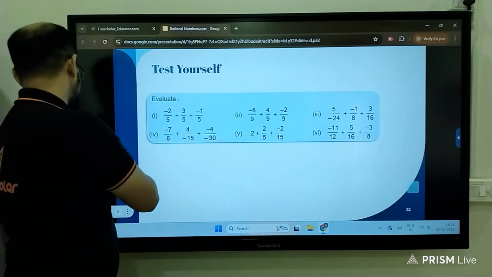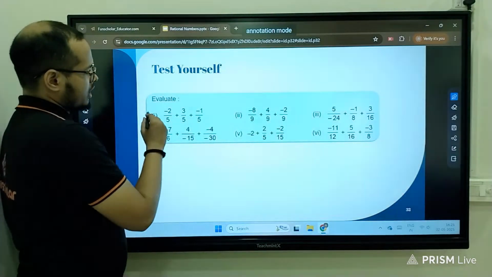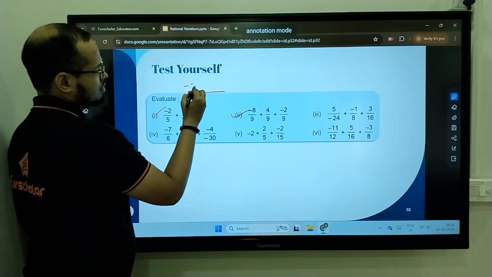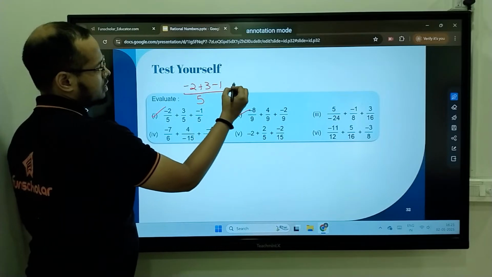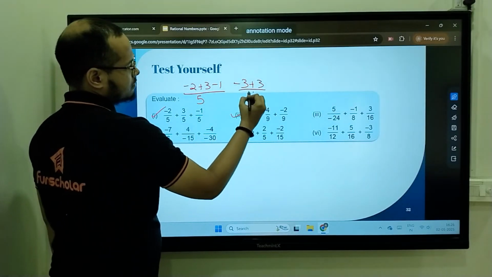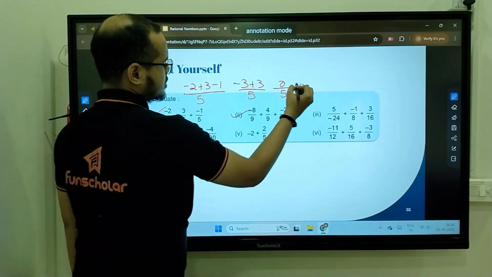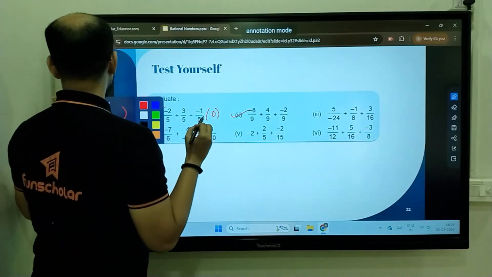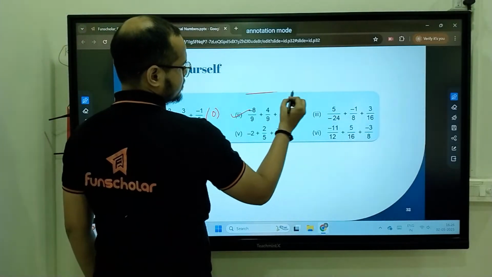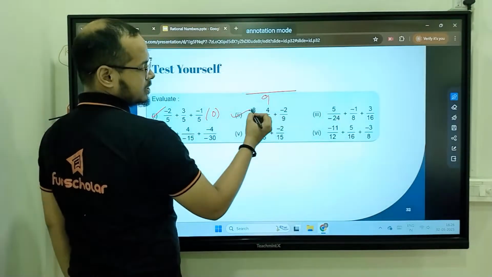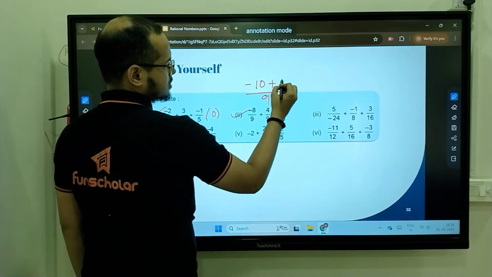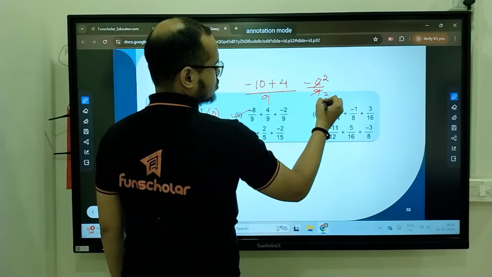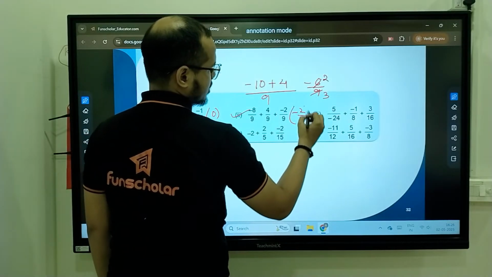In the first and second one, as the denominators are the same, we can say the LCM is 5. So minus 2 plus 3 minus 1 minus 3 plus 3 by 5 is 0 by 5, so the first answer is 0. Second one: LCM is 9. Minus 9 minus 8 minus 2 minus 10 plus 4 gives minus 6 by 9, which is minus 2 by 3. Done. Second one.